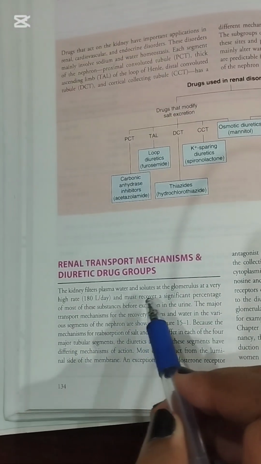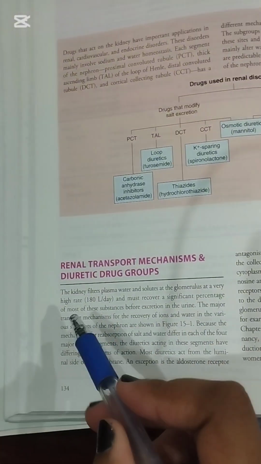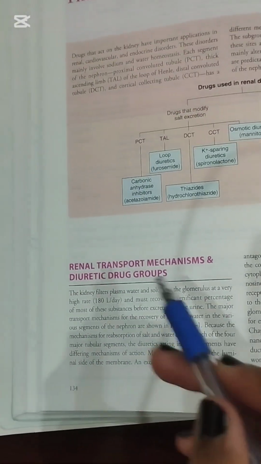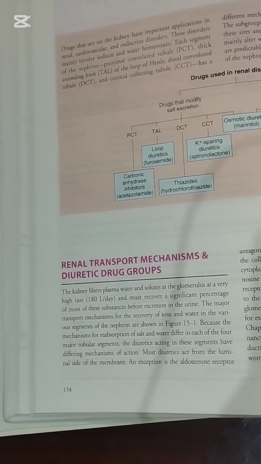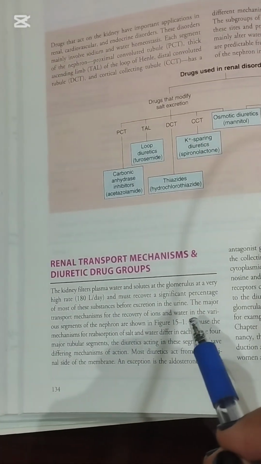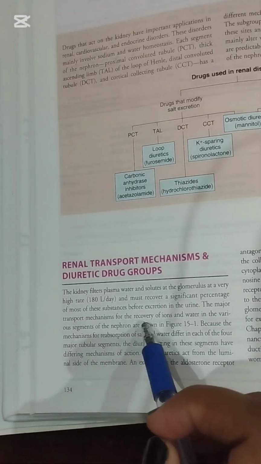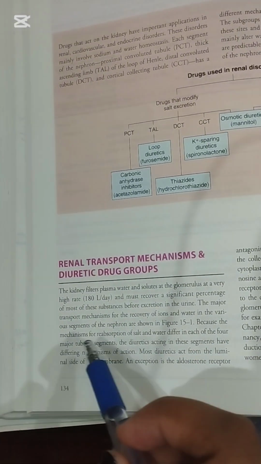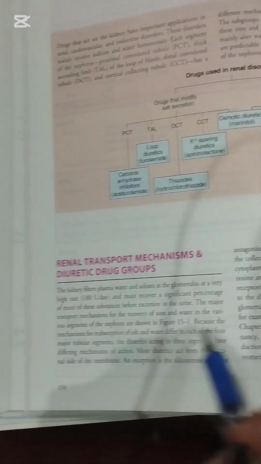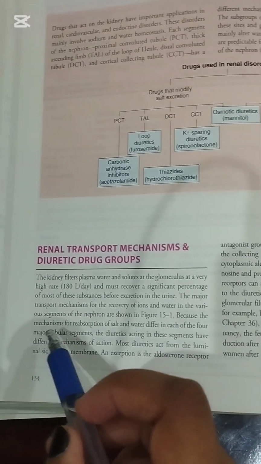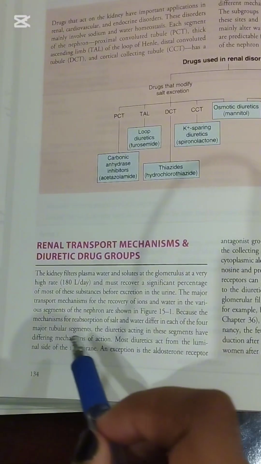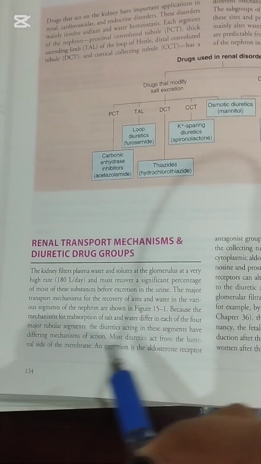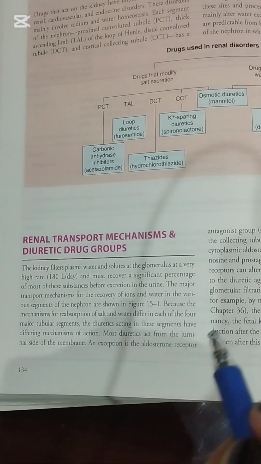The kidney filters plasma water and solutes at the glomerulus at a very high rate, which is the GFR, actually 180 liters per day, and must recover a significant percentage of most of these substances before excretion in the urine. The major transport mechanisms for the recovery of ions and water in the various segments of the nephron are shown in the figure, which we're going to discuss later. Because the mechanisms for reabsorption of salt and water differ in each of the four major tubular segments, the diuretics acting in these segments have different mechanisms of action.